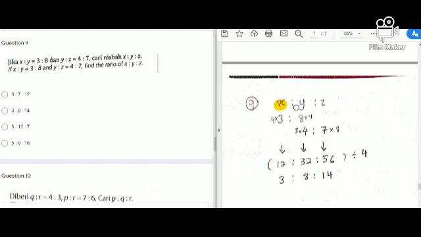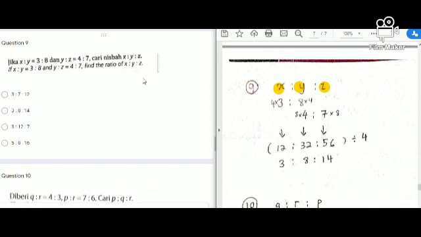So just arrange x ratio y to ratio z. Under x, you write the ratio that had been given under x. Like in this question, x is 3, so you write 3. Then y is 8, so you write 8. Then for the next ratio, y equal to 4, so you write it under the ratio that you had right before this. y equal to 4, z ratio to 7.